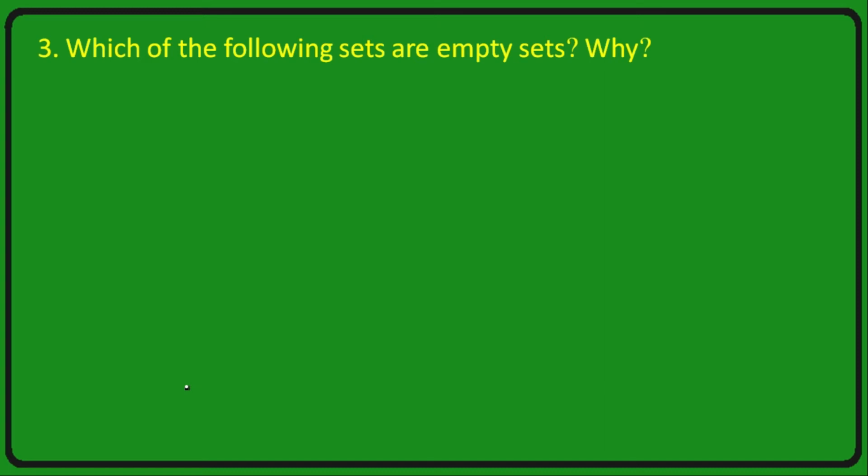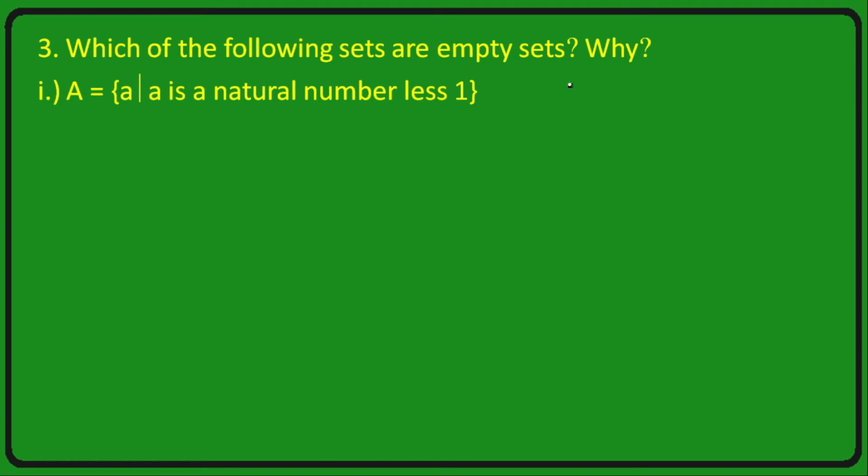Let us move to another example, the third example from our practice set 1.2. Which of the following sets are empty sets and why? As earlier we discussed the types of sets, and we have seen what is meant by the empty set. Empty set means if there is no element in the set, then that type of set is called the empty set. So first sub example is given like this. A is the set of all a such that a is a natural number less than 1.